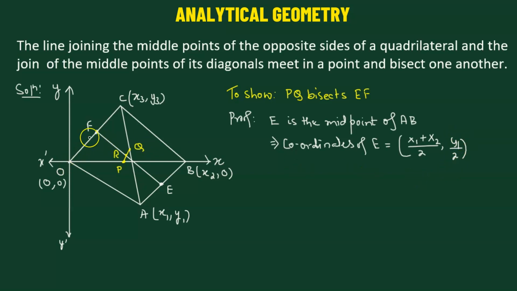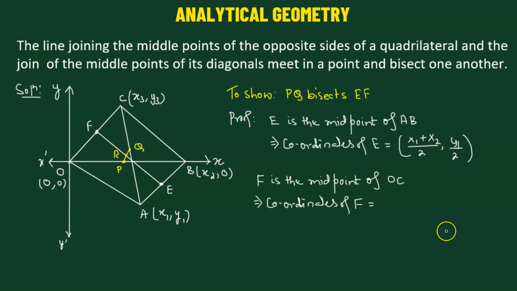Similarly, F is the midpoint of OC, so we can also define the coordinates of point F. The coordinates of F are going to be, we take the sum of the x coordinates and divide it by 2, and take the sum of the y coordinates and divide by 2. So now that we have the coordinates of point E as well as point F, we can also find the midpoint of EF. Here we will consider that R is the midpoint of EF. So let's find it.